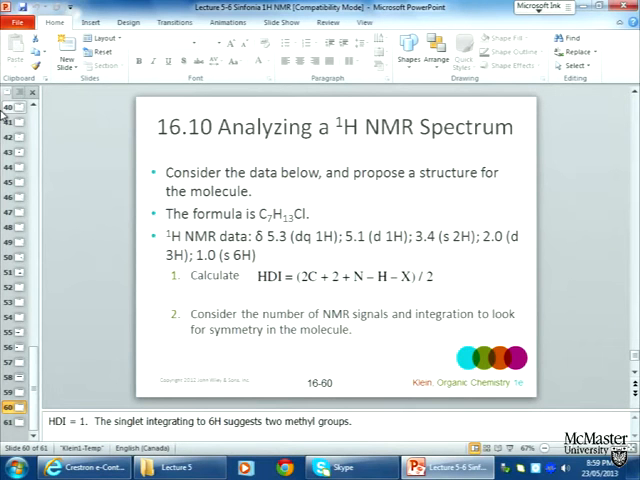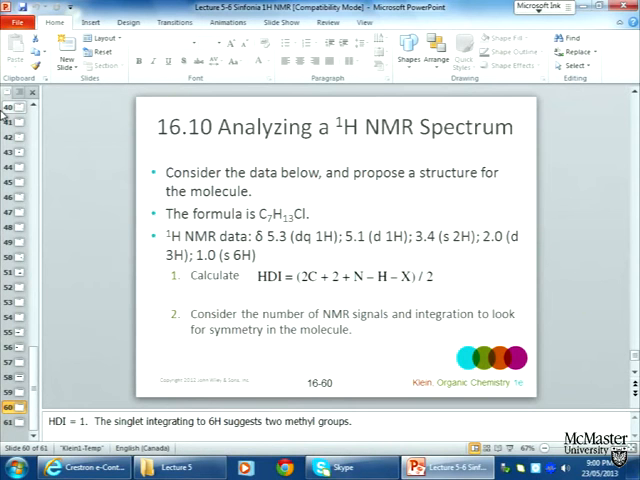So, at 1 ppm, can we have a heteroatom next to that? No, right? So those methyl groups, therefore, must be attached to the carbon atom. We can't have a heteroatom, right? You can't have 2 methyl groups attached to 1 chlorine. That doesn't make any sense. So they're both going to be attached to 1 carbon, and they're symmetric, right? So we've got that bit.